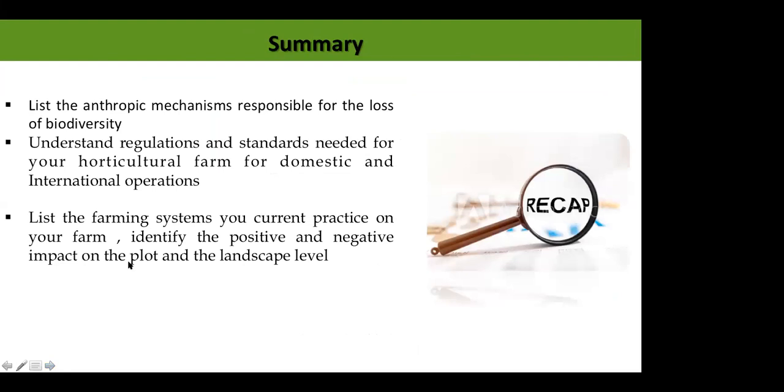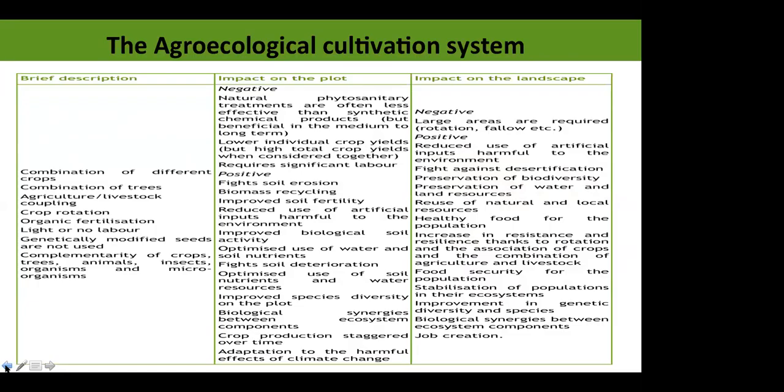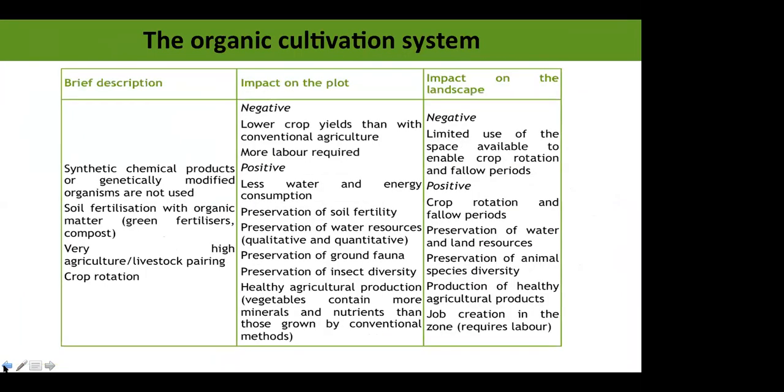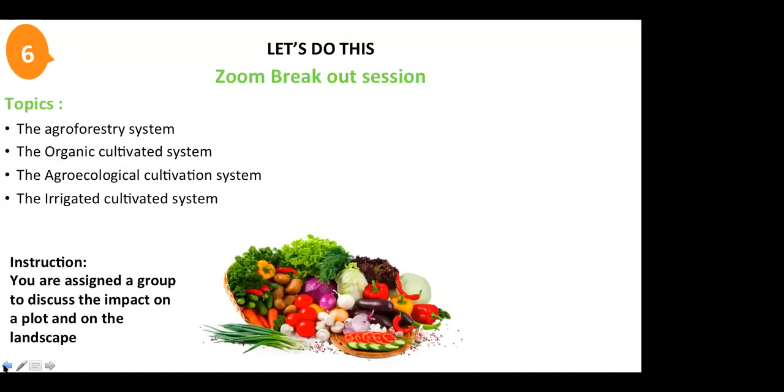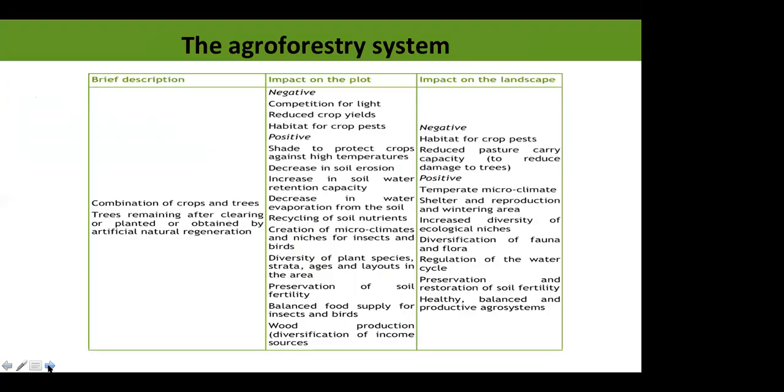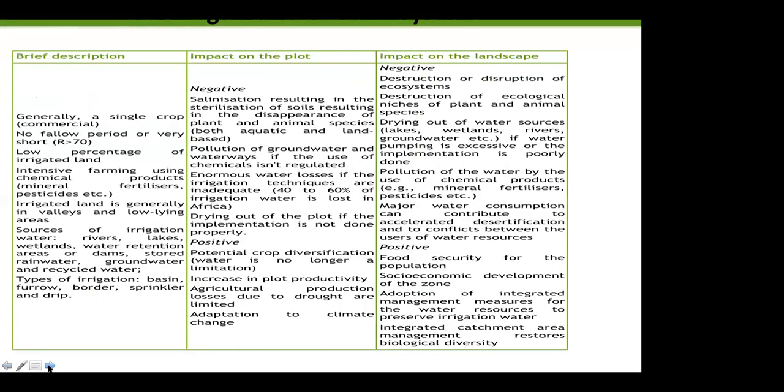Okay. So we need to look at the other system that we have not talked about, which is the irrigated cultivated system. When we look at the irrigated cultivated system, it is generally a single crop, with less fallow period also. We use a lot of irrigation in this type of system, and the irrigation source is always either rivers, lakes, or you dig a dam, or you dig your own water.